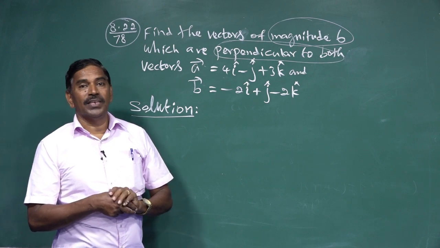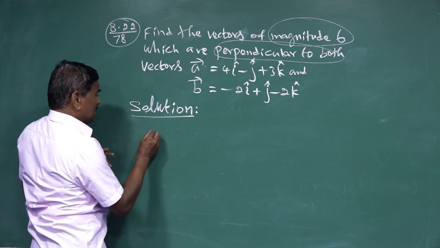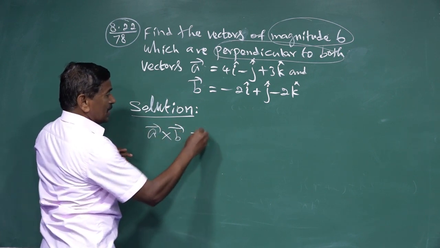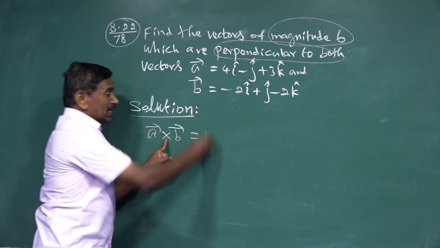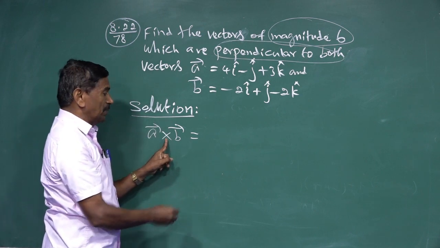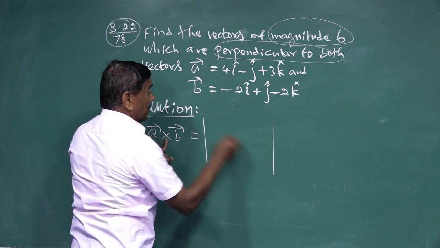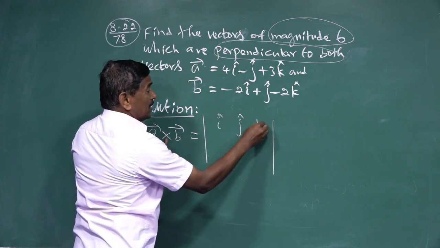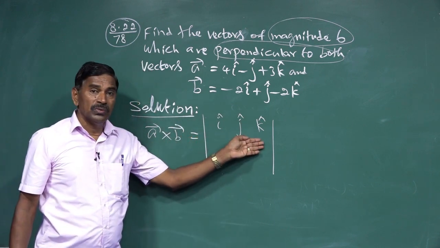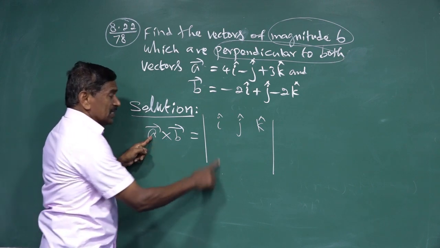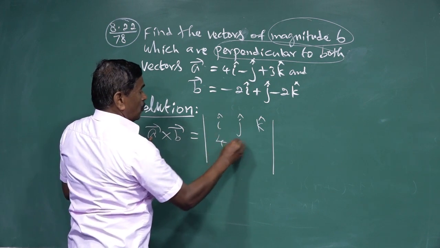Now, what is the working rule? First, let us complete A cross B. It is very simple. When the cross product is defined between two vectors, its result is given by the determinant of i, j, k. First row is always fixed. What is the second row? The A vector components in the second row: 4, minus 1, 3.